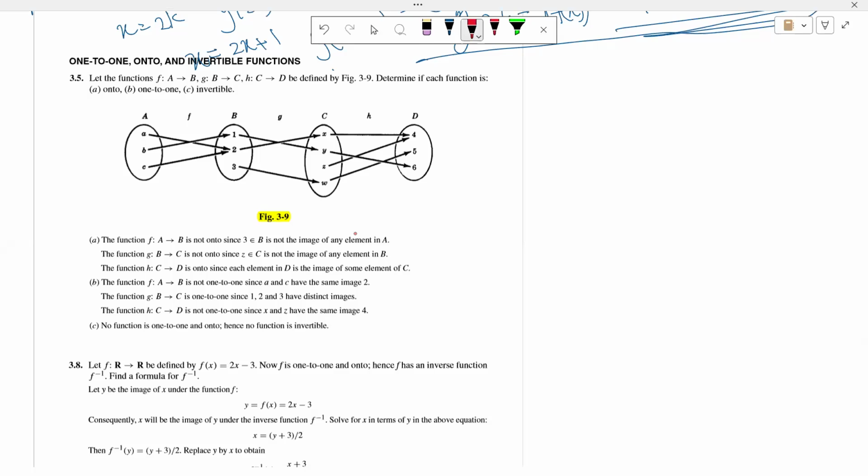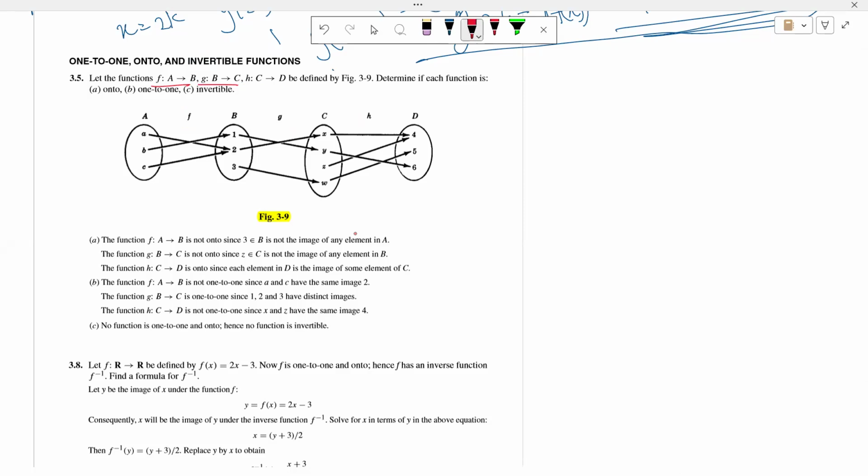Right now they are telling, right, there is a function from A to B, B to C, C to D, right? There are three functions. f is a function, g is a function, h is a function. We need to find out which functions are one to one, which functions are onto, which functions are invertible. What do you think about this function f? Is f one to one or not? Tell me how you can check one to one.